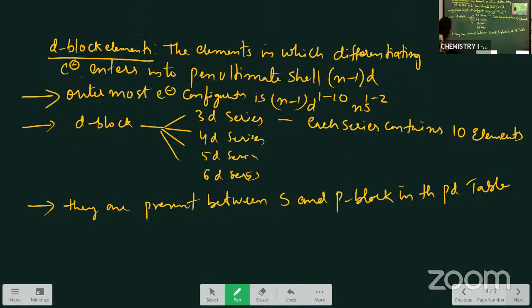The next slide. D block elements: the elements in which the differentiating electron enters into the penultimate shell. What is the penultimate shell? The (n-1)d shell is called the penultimate shell. The outer electronic configuration is (n-1)d 1 to 10, ns 1 to 2. This block contains 4 series: 3d, 4d, 5d, 6d. Each series contains 10 elements. They are present between the s and p blocks in the periodic table.